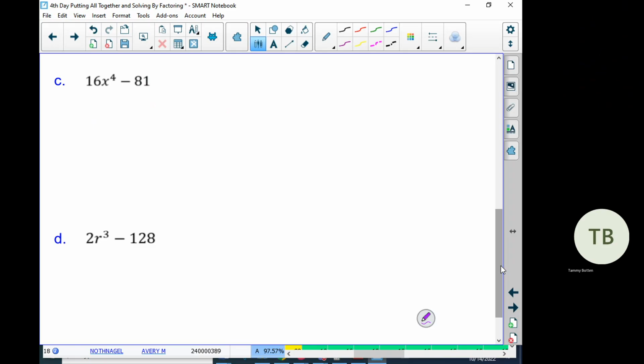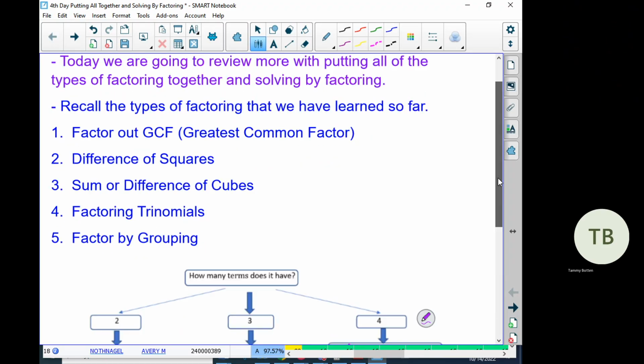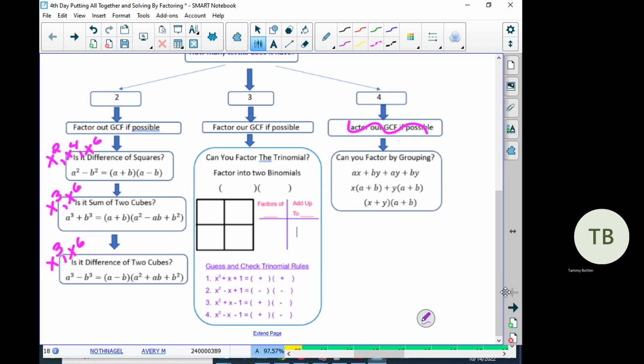And with this, we can't. There's nothing that goes in the 16 and 81 besides 1. And then what you have to do is decide, is this difference of squares or difference of cubes? And what I had you guys write on here, ours is x to the 4th. These don't work for x to the 4th. So if it's x to the 4th, it has to be difference of squares.